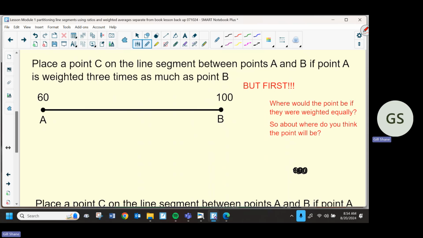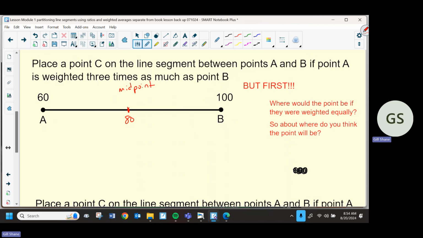If they were equally weighted, where would we put that point? Where would the normal average be? The middle, right? The normal average is the middle when you only have 2 points, and the number would be 80. You're right in the middle. 80 is the midpoint if they are equally weighted: it's 20 away from 100, 20 away from 60.